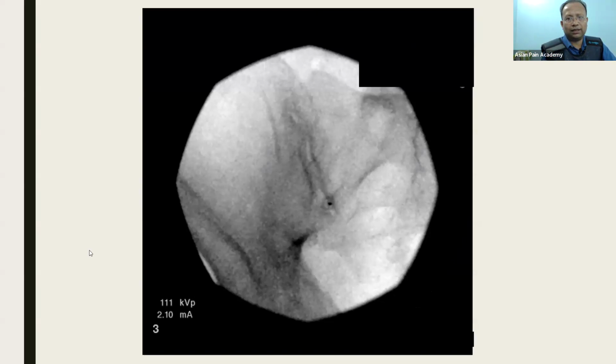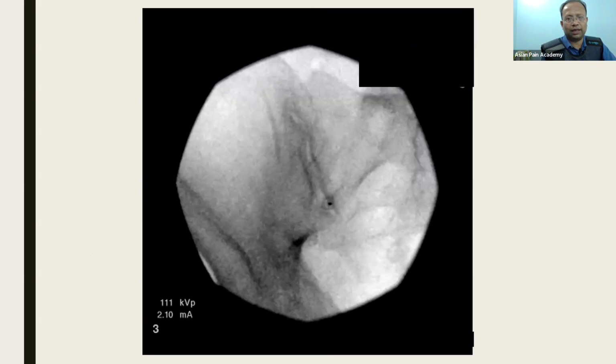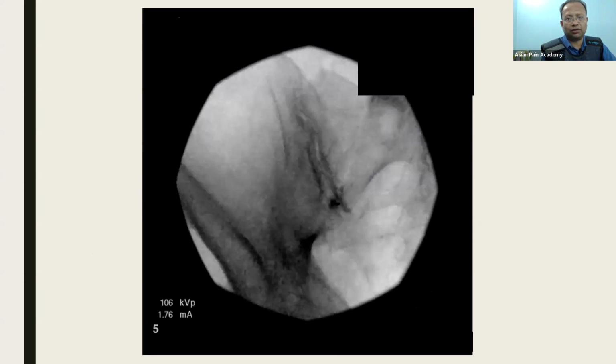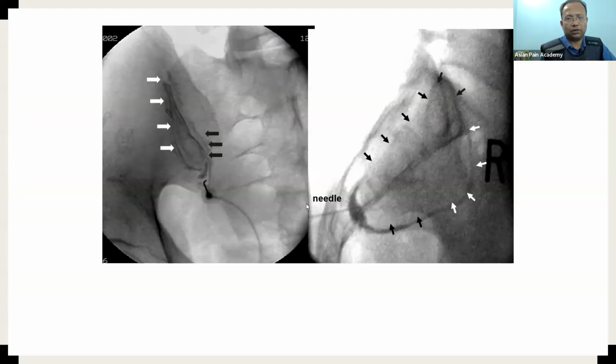So this is another tunnel view approach. After giving contrast, you can see the contrast has gone up. This was a clear picture, and after giving contrast, it is going up. This is also going up, and this is a very nice picture showing the complete joint. But this is very rare.